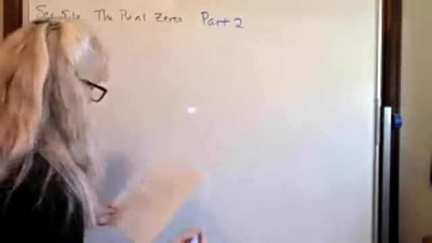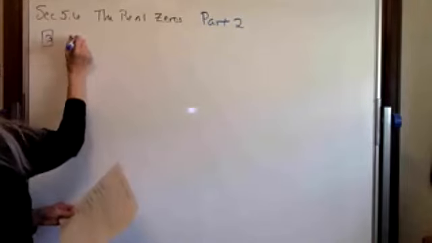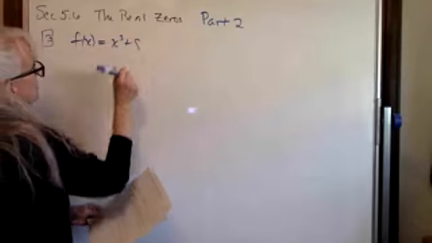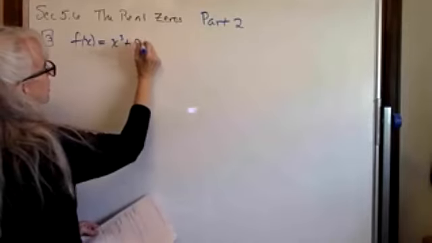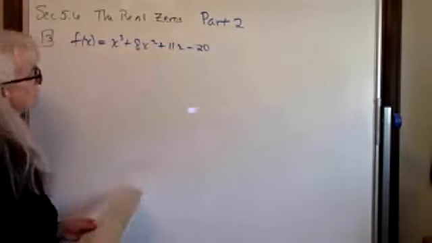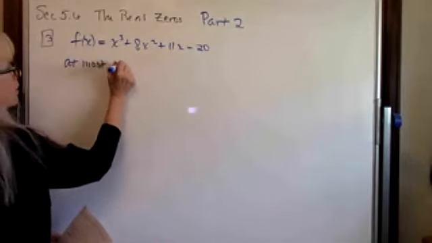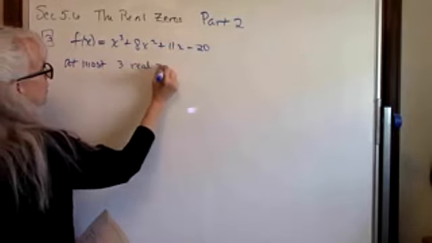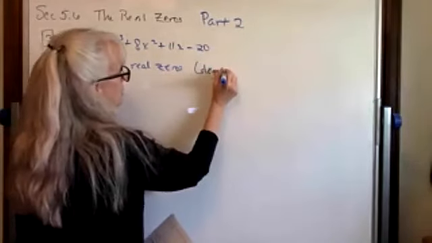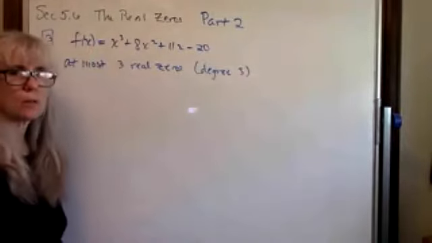So what if we have instead, this is example 3, back to that same polynomial function that we're eventually going to solve. f of x equals x cubed plus 8x squared plus 11x minus 20. How many zeros does this have? At most, we're going to have 3 real zeros, and that's because it's a degree 3, or a third degree polynomial equation. So at most it has 3 zeros.